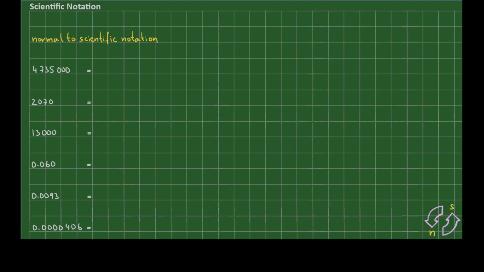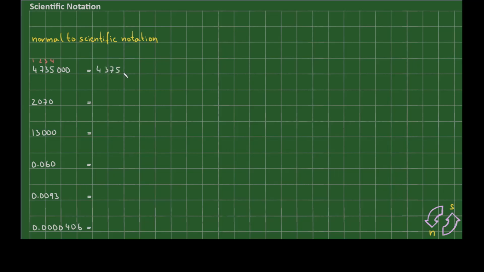Hello good people, I'm going to continue talking about scientific notation. I'm going to demonstrate conversions from normal to scientific and from scientific to normal. The first value of 4,735,000 has four significant figures. These significant figures will make up the coefficient.